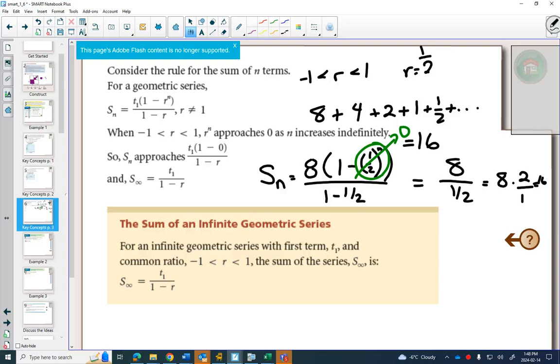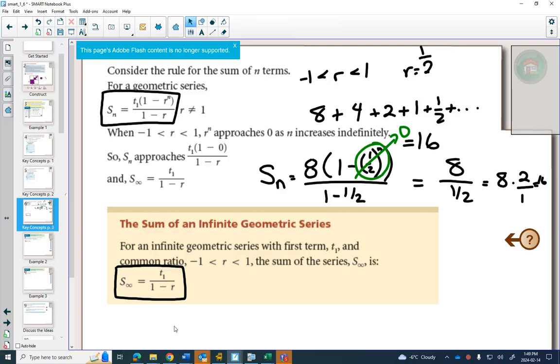And remember this was our complicated formula? If you go to infinity, and the r is between -1 and 1, this part just becomes 0, and you get a really beautiful, simpler formula. Today you're going to learn that it's easier to add up an infinite amount of numbers than it is to add up 10 numbers. That seems weird, but the formula is easier. And this formula is on your formula sheet as well.